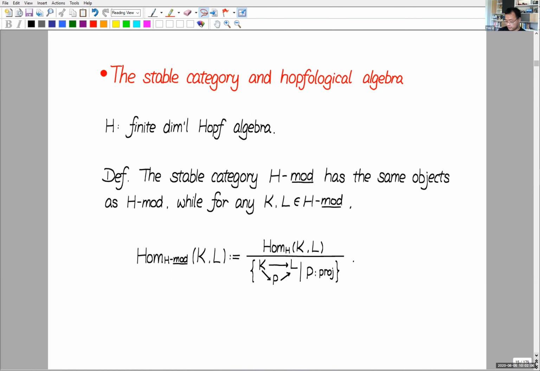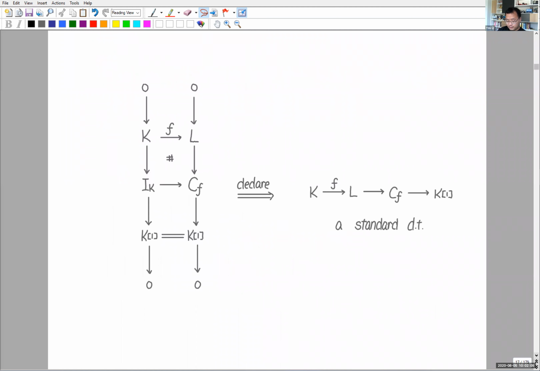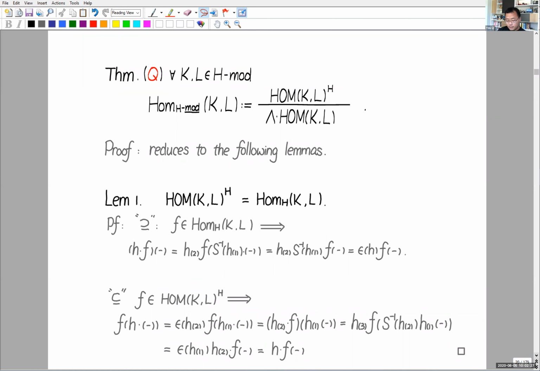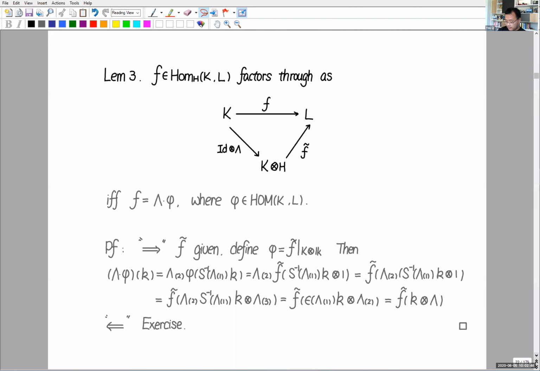And last time we gave a construction of how to measure the morphism spaces in the stable category in terms of the so-called integral element, which is a copy of the trivial representation inside the left regular representation of H acting on itself. So the theorem is that how big the morphism space is in the stable category is given by a subquotient of the H-invariants in the inner Hom space. That's equivalent to the H-intertwining homomorphisms modulo those coming from applying the averaging operator, or integral operator, lambda. So this is how we prove it.